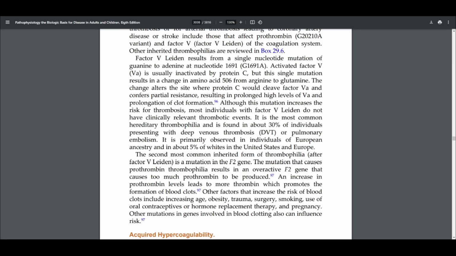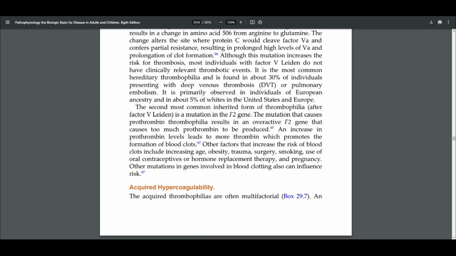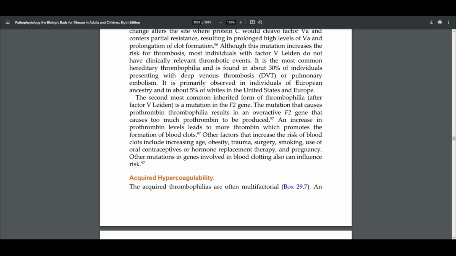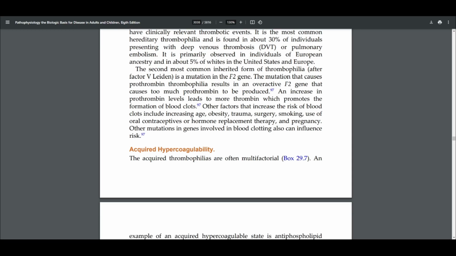The second most common inherited form of thrombophilia is the mutation in the F2 gene. The mutation that causes prothrombin thrombophilia results in an overactive F2 gene that causes too much prothrombin to be produced. An increase in the prothrombin level leads to more thrombin, which promotes the formation of blood clots. Other factors that increase the risk of blood clots include increasing age, obesity, trauma, surgery, smoking, and the use of oral contraceptives or hormone replacement therapy, as well as pregnancy. Other mutations in genes involved in blood clotting also can influence the risk.